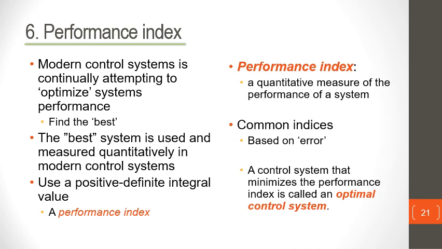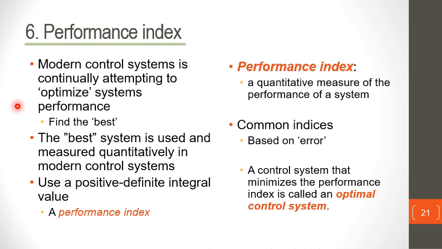So modern control systems, at the heart of it, is about trying to optimize the performance of systems. That is, to find the best. And the way the best is defined normally could be qualitative. But what we need is a definitive indication of which is the best between any 2 or 3 systems. So the best system to be used can be measured quantitatively, in fact.